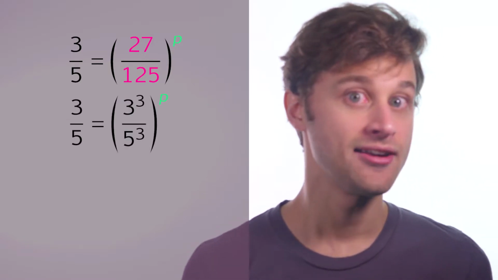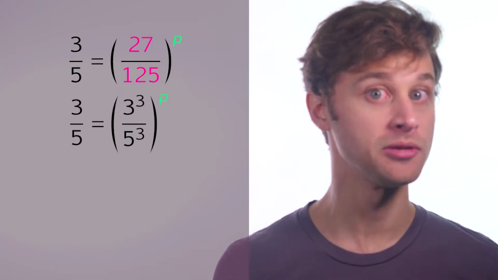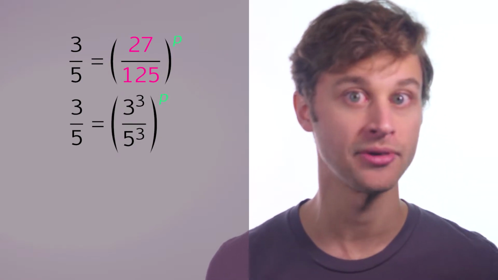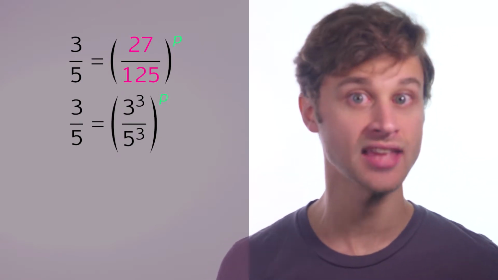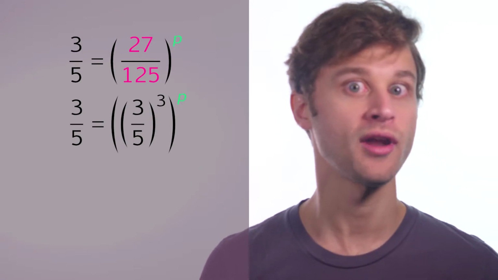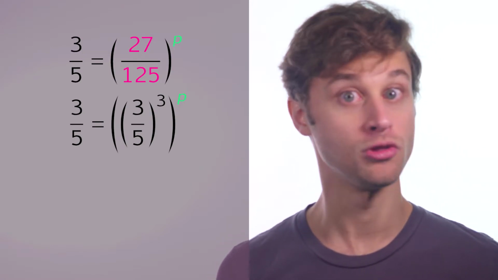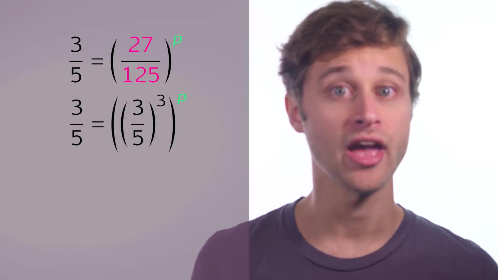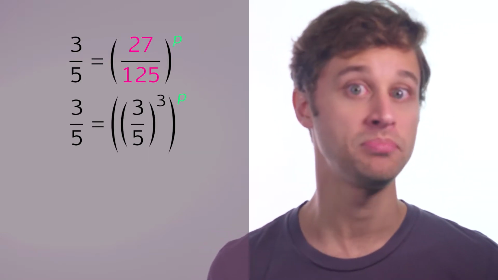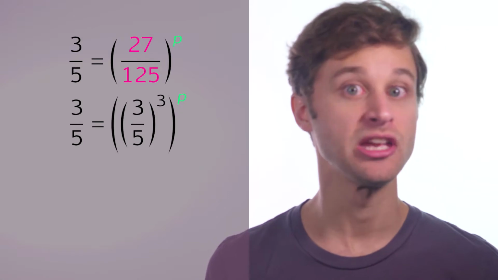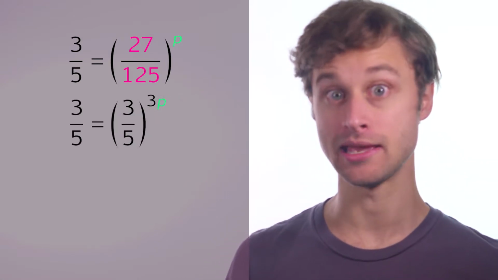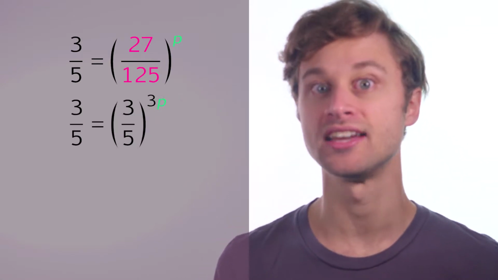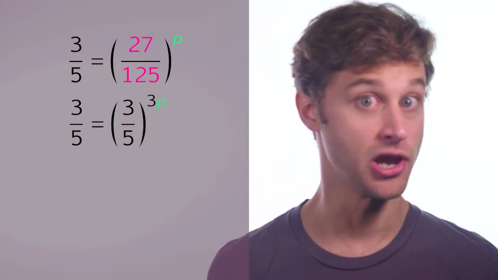Now again, that power 3 is common between both the numerator and the denominator, which means I can pull it outside of the whole fraction. So now I have 3 over 5 to the 3rd power, everything raised to the p power. By properties of exponents, I can combine the 3 and the p multiplicatively to give me 3 over 5 to the 3p power. Now we can see that both sides of this equation have the same base, 3 over 5.